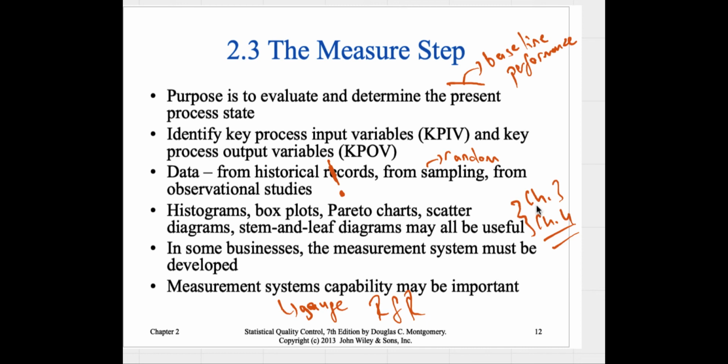Also, here we are getting help from graphical tools like histograms, box plots, Pareto charts, scatter diagrams, stem and leaf diagrams. All of these tools are familiar to you. We have talked about them in the statistics course or also in the simulation course. These are the tools we are using in input analysis, data analysis. Okay. Also, measurement system capability can be important. In the next chapters, we are gonna see methods for gauge repeatability and reproducibility, and this technique will measure the capability of the measurement system.